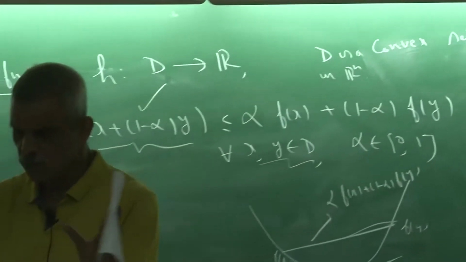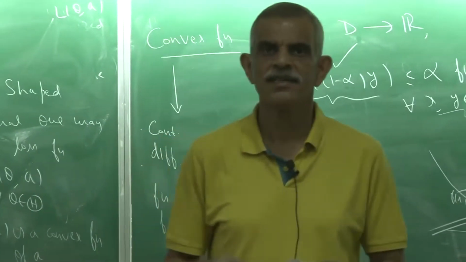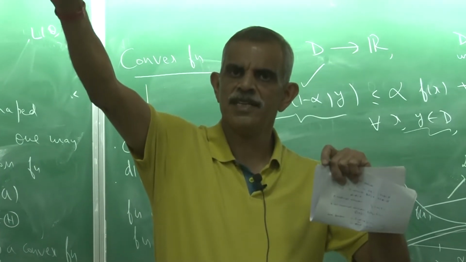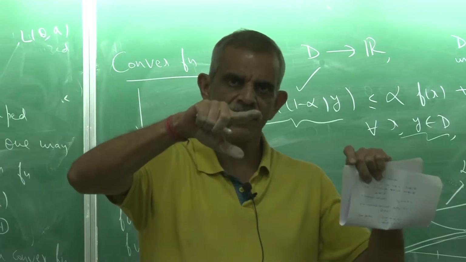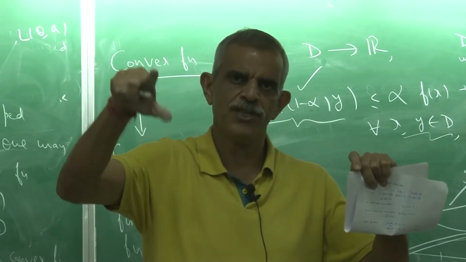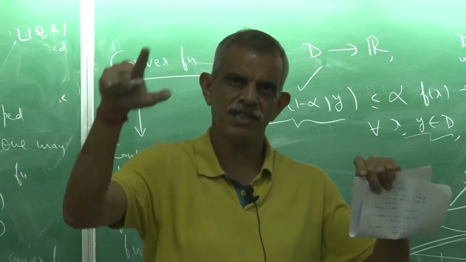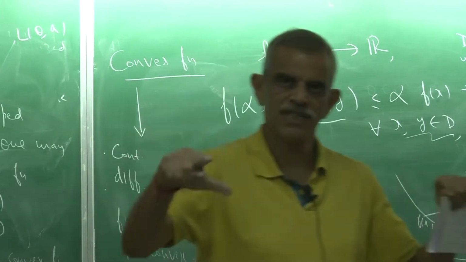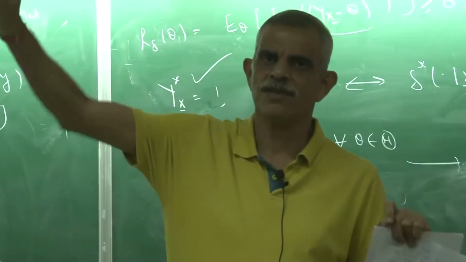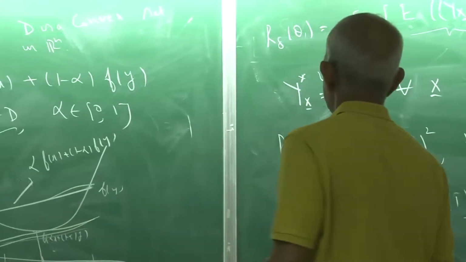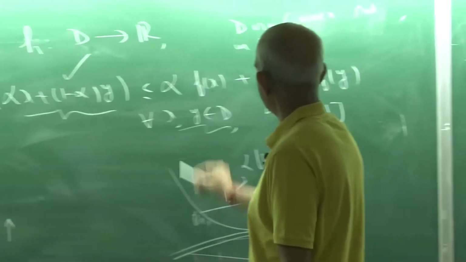What does that mean? That means if I take 2 vector points x and y in Rn, I consider the line segment joining them, which would be nothing but alpha x plus 1 minus alpha y. Now here alpha times x means alpha is multiplied to each component of x. That means alpha x1, alpha x2, up to alpha xn. So if x and y are in D, then alpha x plus 1 minus alpha y should be in D. And this should hold.